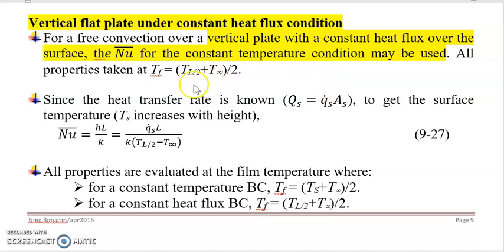However, the film temperature is now taken as this. It's no longer the temperature of the flat plate, it's the temperature at the midpoint. Because remember, the temperature is increasing from the leading edge, because this is the case for the constant heat flux condition. It's a big difference there. Because it's a constant heat flux condition, what's left is just to determine the temperature. Here you can use this equation to get the temperature at the midpoint of the vertical flat plate.